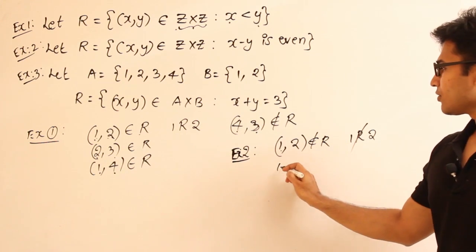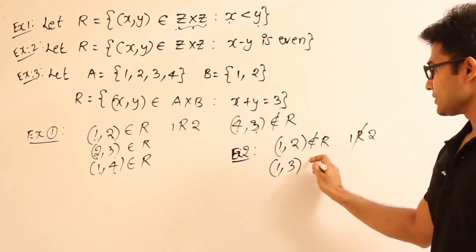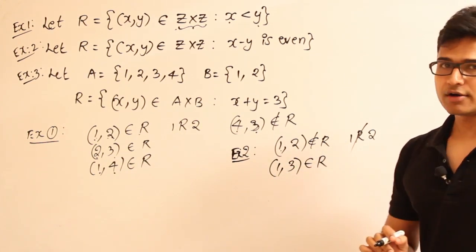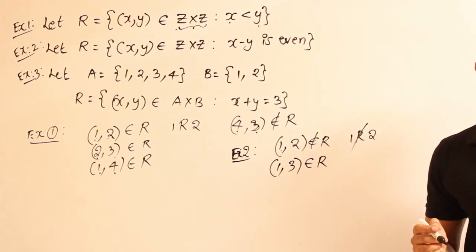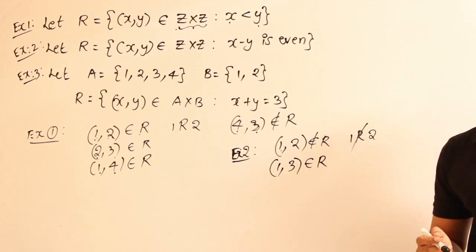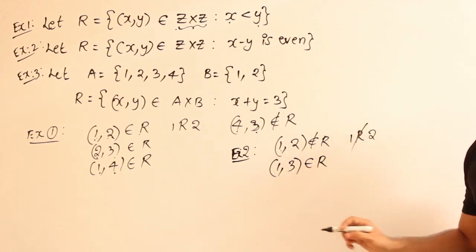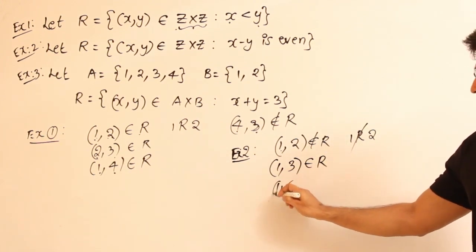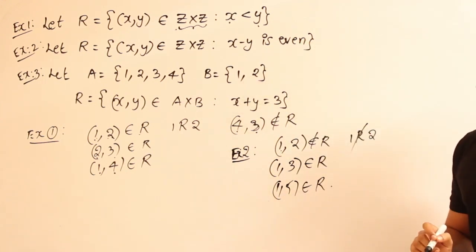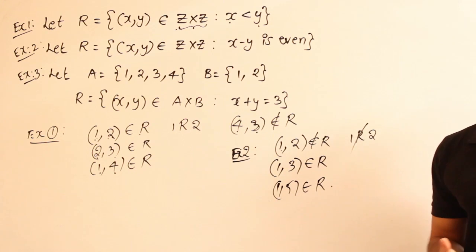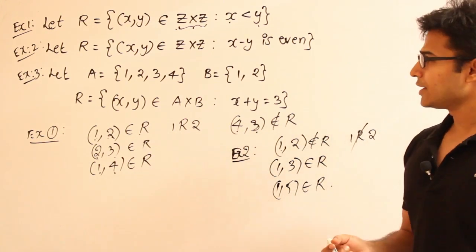Now, what about 1 comma 3? Yes, (1, 3) belongs to R. The reason is, if you find 1 minus 3, the result is minus 2, which is even. Therefore, it belongs to R. What about 1 comma 5? Yes, it belongs to R. Likewise, again we will get an infinite number of elements here. Therefore, I am not writing all of them. Now let's look at the third example.